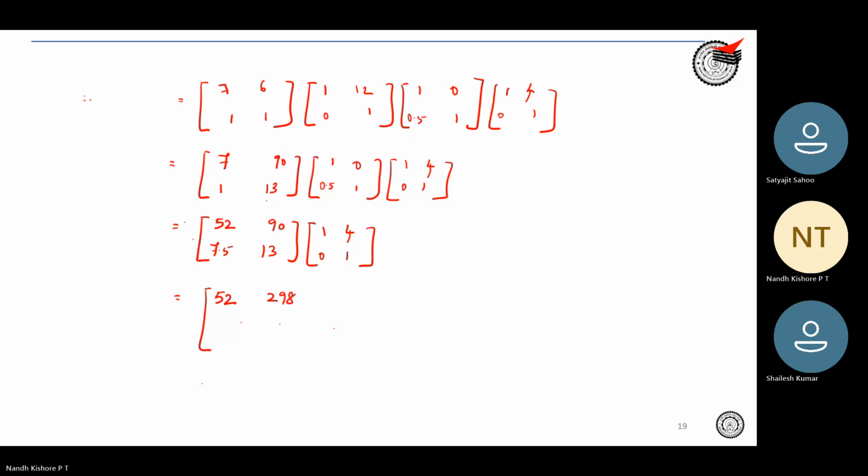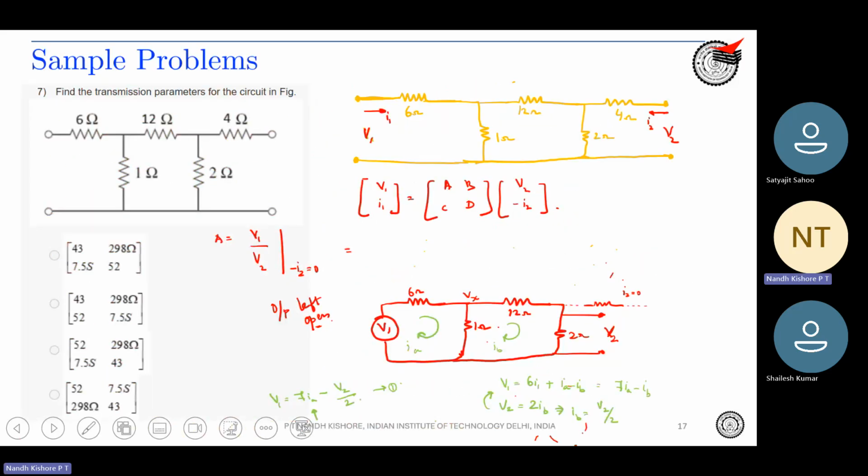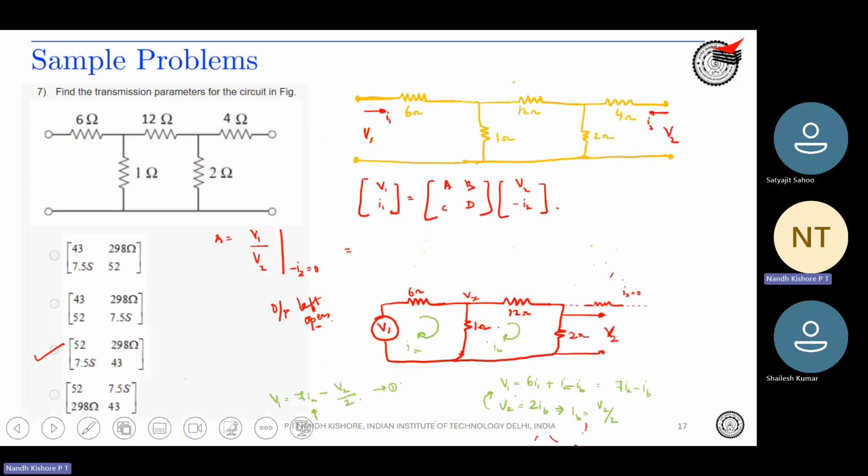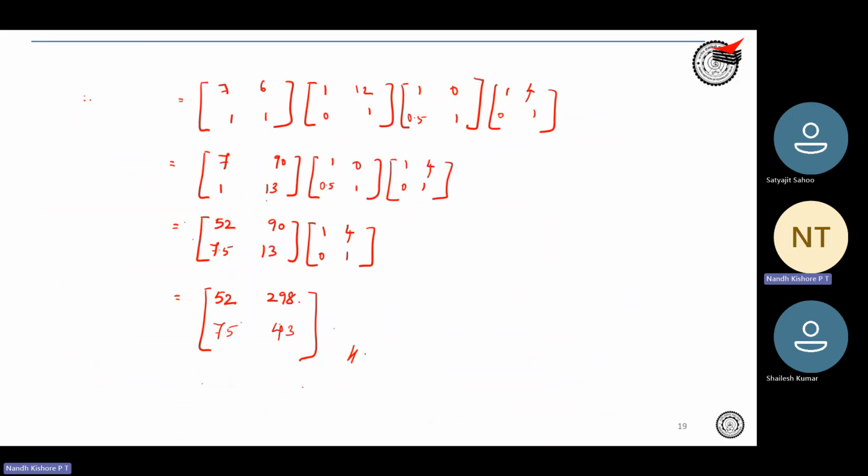Then 7.5, and then 7.5 into 4 is 30, plus 13 would be 43. So, yeah. Correct. 52, 298, 7.5, 43. Yeah. And of course, what would the unit be?